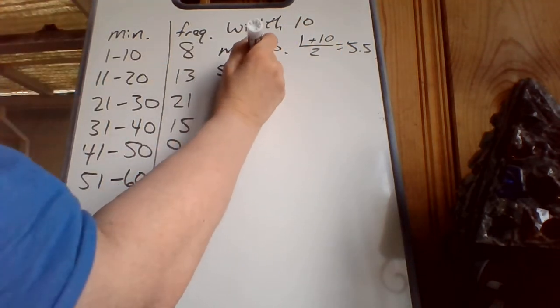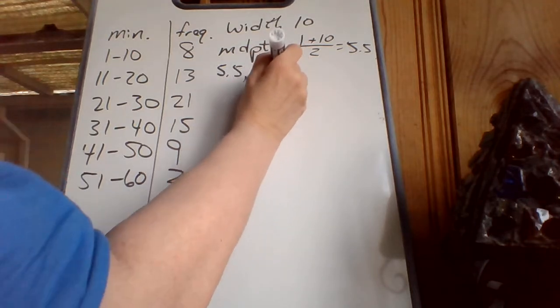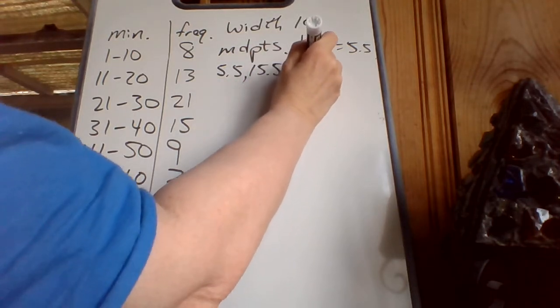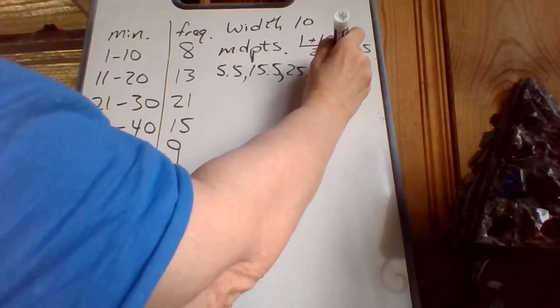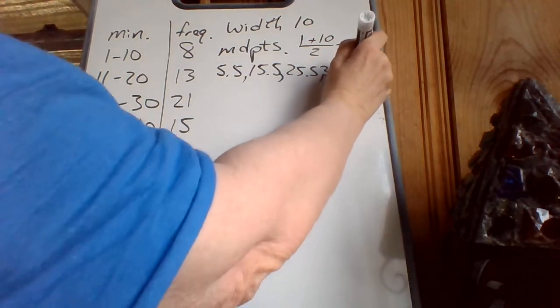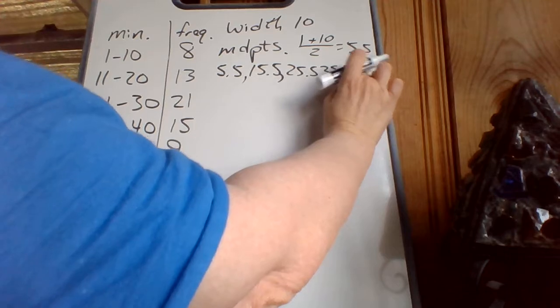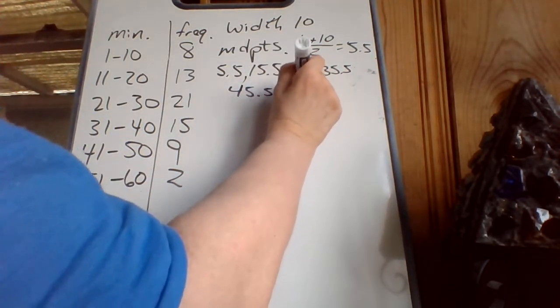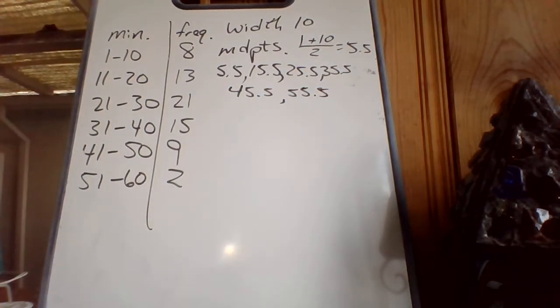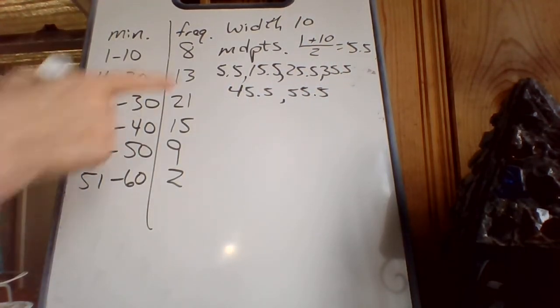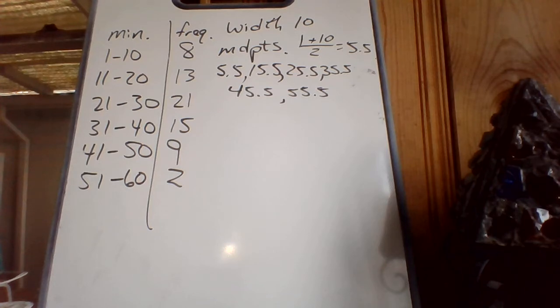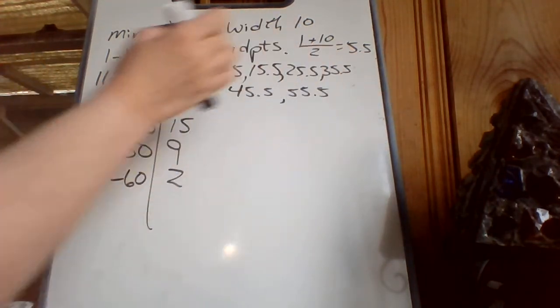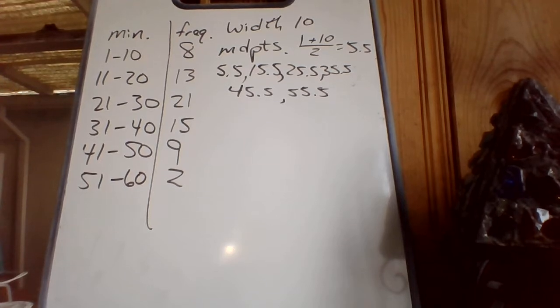I can just go 10 up from here: 15.5, 25.5, 35.5, 45.5, and 55.5. There are 6 little dashes, and there are 6 midpoints. The boundaries were that weird one where you had to go back and put something on at the beginning, but the midpoints you don't. It just matches up to that spot where that little dash should be.